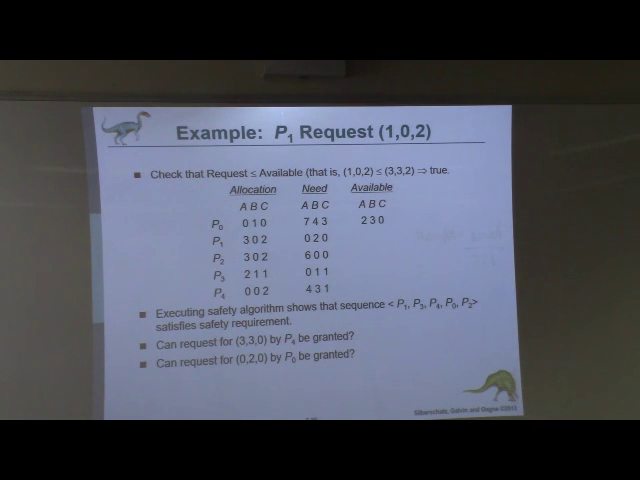Professor. Yes. What does it mean, can the request for P0 be granted? Does that mean that the first request should be for P0? The P0.